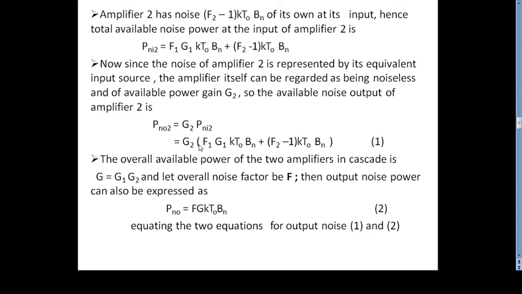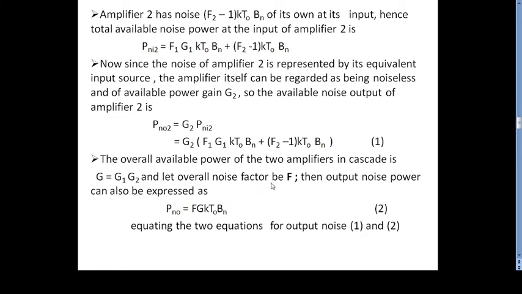So we get Pn02 equal to F1 G1 G2 K T0 Bn plus (F2 minus 1) G2 K T0 Bn. This is equation number 1. So we can get the noise output of amplifier 2. So the overall gain of the two amplifiers in cascade is G equal to G1 into G2.